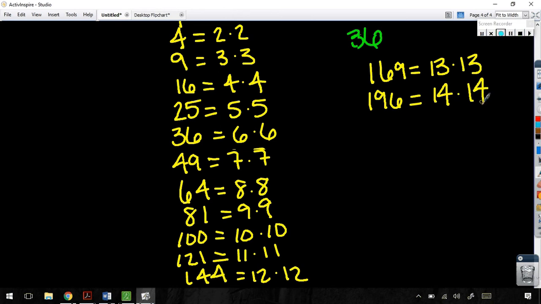One more I want you to be able to recognize. 225. I want you to be able to recognize up through 225 as being perfect squares, and you're going to see why it's important. Now, if you don't recognize it right now, that's okay. We're going to practice so much.